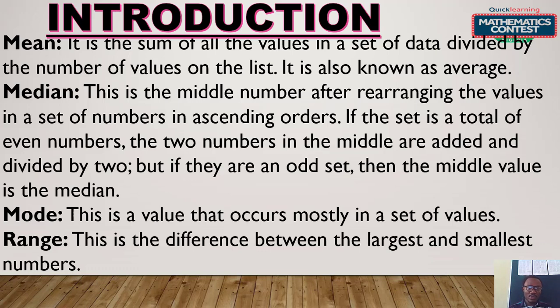The first one is mean. What is mean? It is the sum of all the values in a set of data divided by the number of values on the list. So it is also known as average. So mean just also means average.